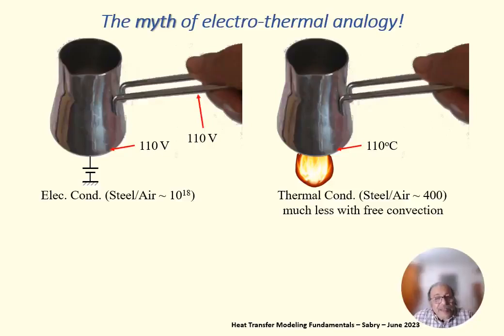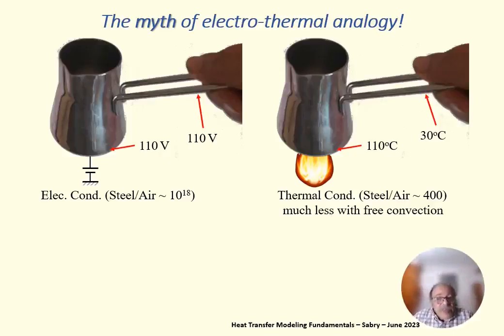The voltage at the end of the tip will still be 110 volts, but the temperature at the end of the handle will be something like 30 degrees centigrade. I didn't really measure it. And why is it so different? Because of electrical conductivities, steel over air is something like 10 to the power 18. But the thermal conductivities of steel divided by that of still air is only 400. And the ratio may be even smaller if the air was allowed to move.